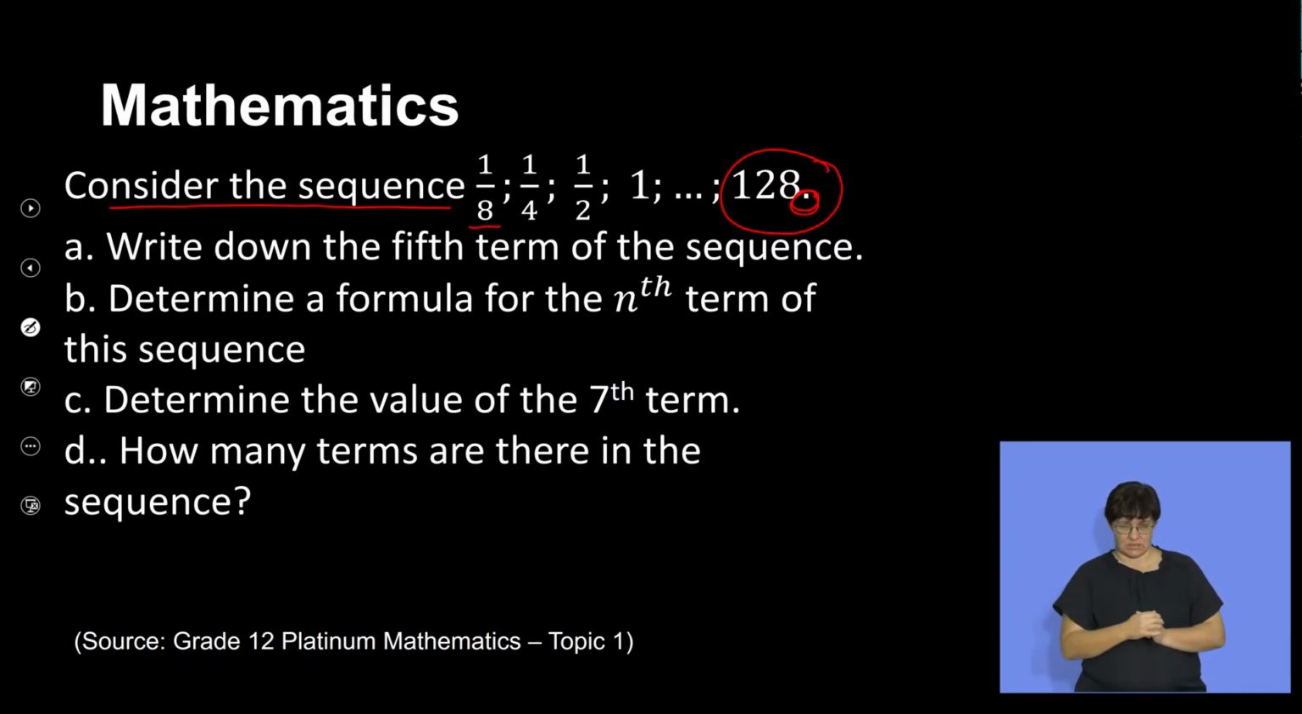A has asked me to write down the fifth term of the sequence. B is asking me to determine a formula for the nth term of the sequence. C is asking me to determine the value of the seventh term. And then last but not least, I've been asked how many terms are there actually in the sequence. So I know that this is the value of the last term, but I want to know what is the position number of that term. Let's get going with A.